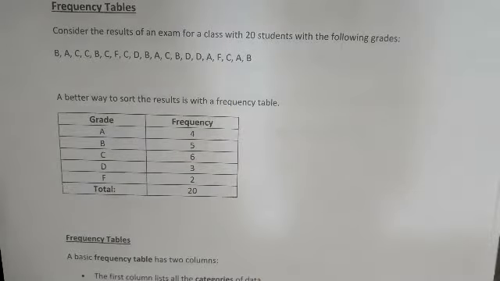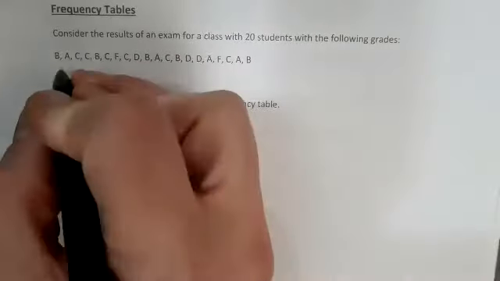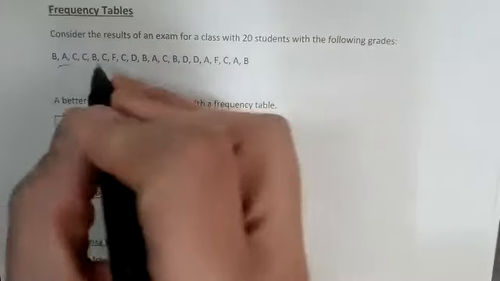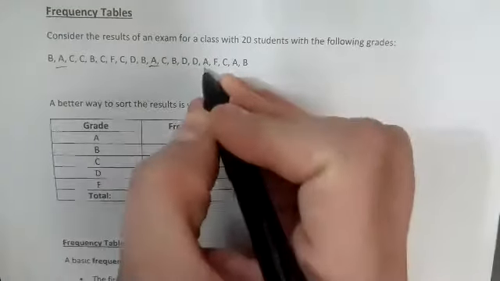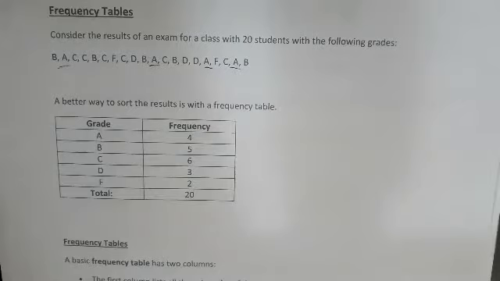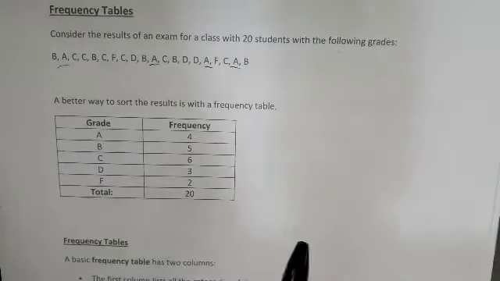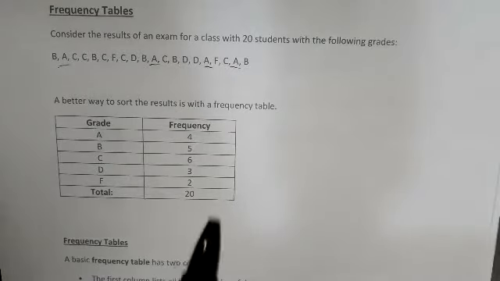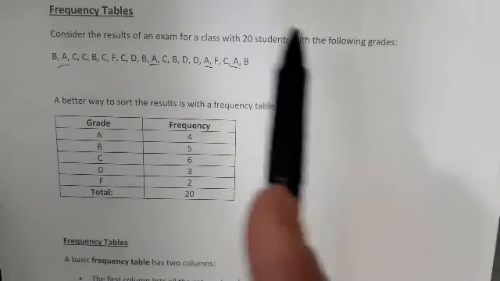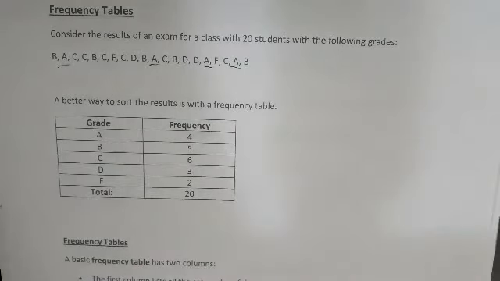So what is a frequency table? We count the number of A's. Hopefully I counted my A's correctly. This should be 1, 2, 3, 4 A's in there. There should be 5 B's. There should be 6 C's, 3 D's, 2 F's. And if we count all these together, there should be a total of 20, which is what we're expecting, because there are 20 students total in here. Okay, so this is a basic frequency table.